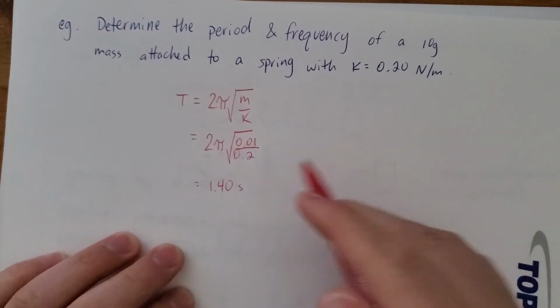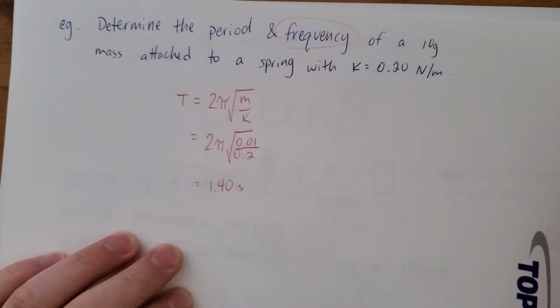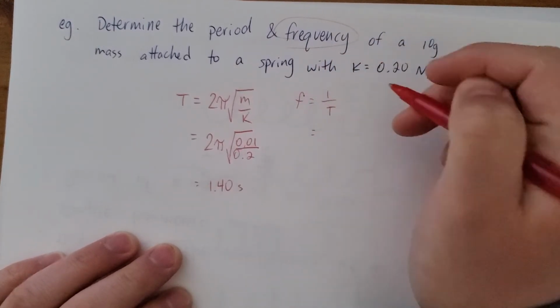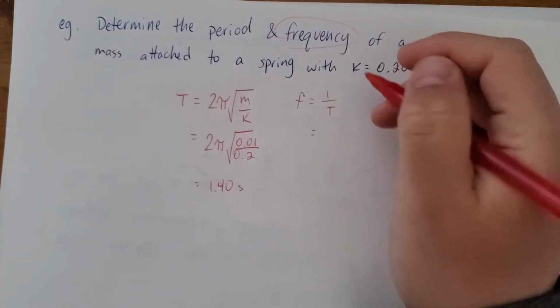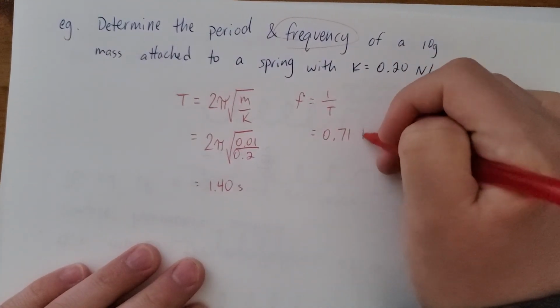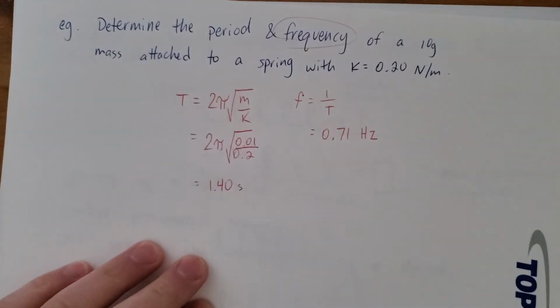All right, I'm also asking us to get frequency here. Nothing's changed. You know how to find frequency. It's 1 over period. So I get 0.71. Units there are going to be hertz. Looks good.